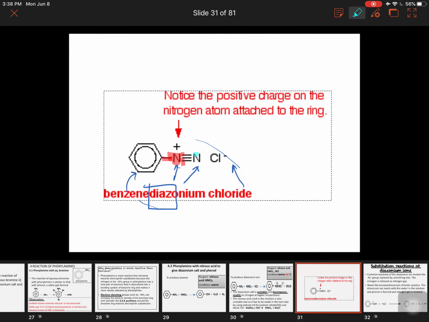So the other one is the nitrogen in blue. The nitrogen in blue only has 3 bonds, so it doesn't have any charge. Okay, so benzenediazonium is an ion. The salt that it forms is a benzenediazonium chloride, usually with chloride, but if you have any other anion, it should be okay too. Okay, moving on.